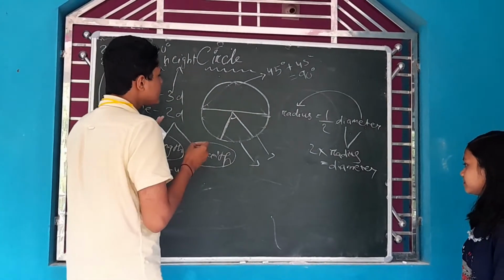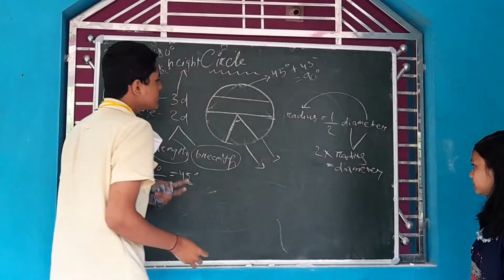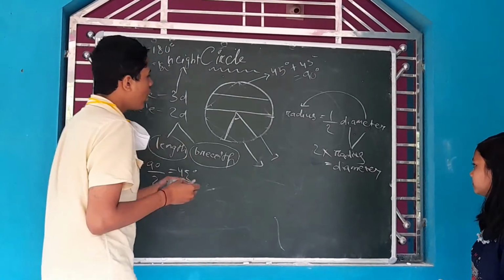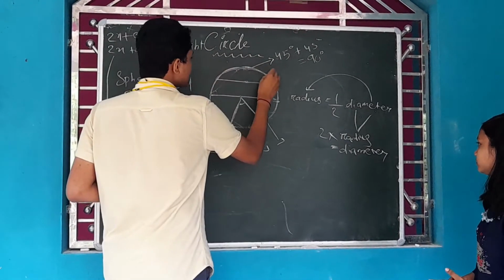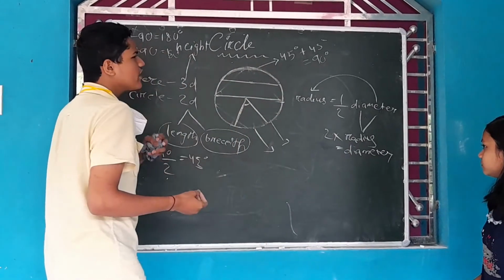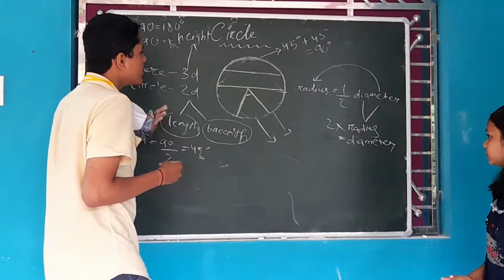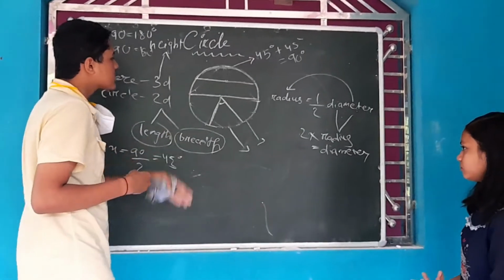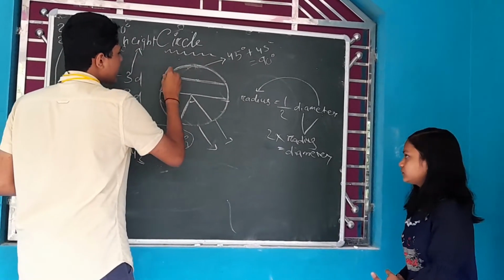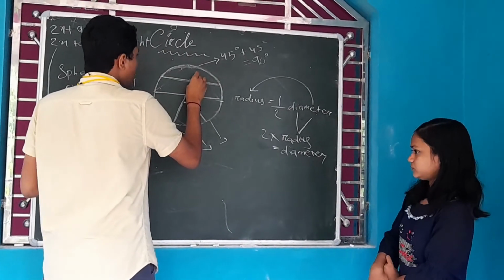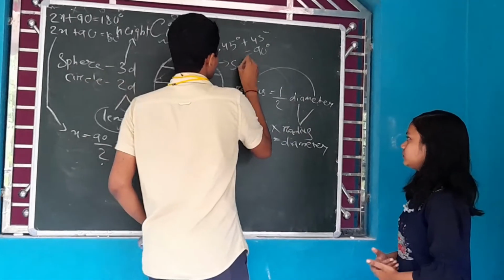Now let's consider the segment. A segment is the area or space formed inside the interior of the circle by a chord and its corresponding arc. An arc is a part of the circle, and this is a chord. The area enclosed by this chord and this arc is known as the segment.